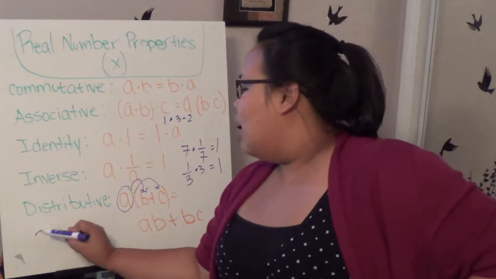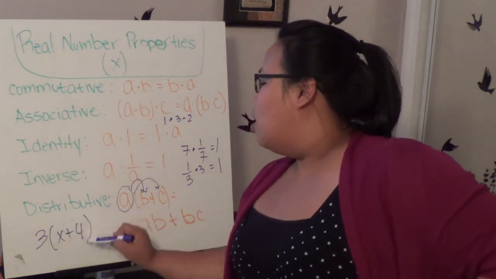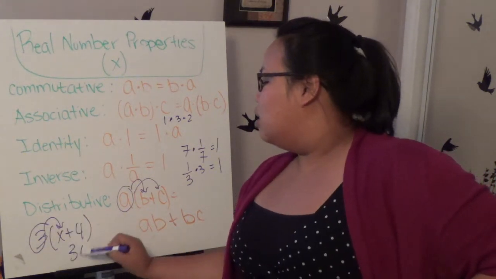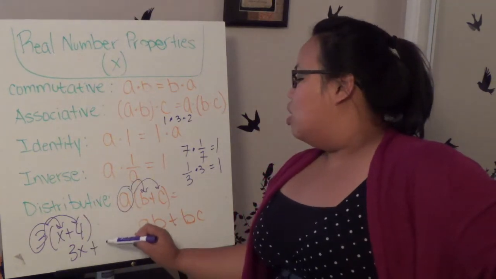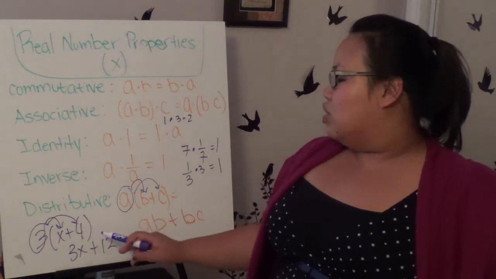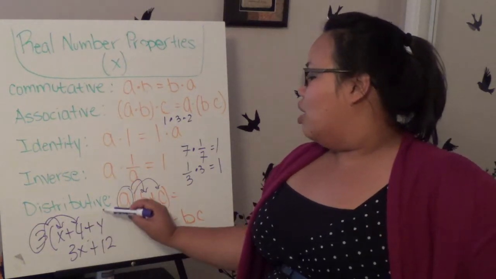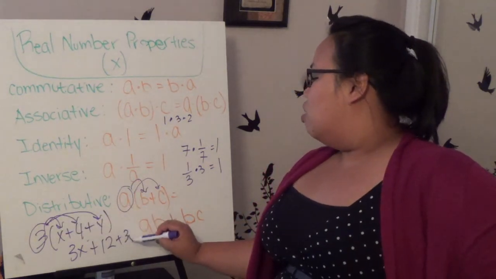So if I have 3 times x plus 4, then I need to take this 3 and share it with the x. I end up with 3x. And then I need to take this 3, multiply it by 4, and I get 12. This means that I share it with every single term. If there's another term, for example, if I add a y, then I do have to share it again, giving me 3y.